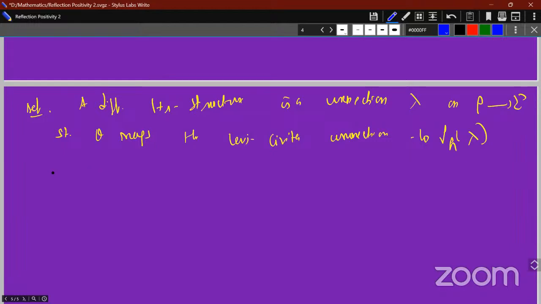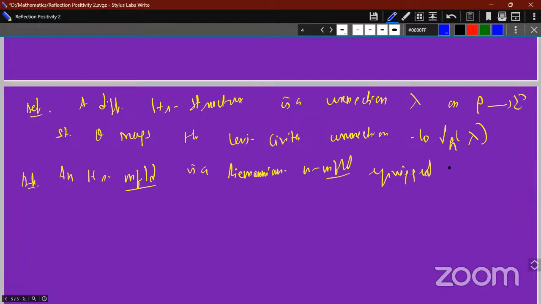Okay. So maybe another definition. An Hn manifold, by this I mean, in short form, a Riemannian manifold equipped with an Hn structure.